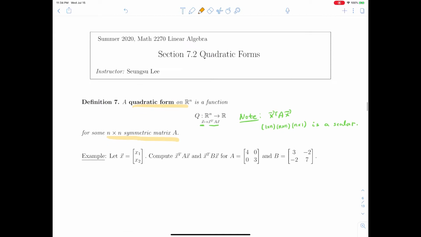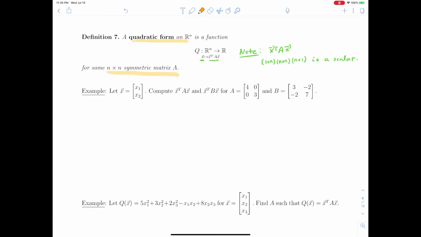So let's look at the example below. There should be a reason why we call that a quadratic form. So let's see that from the following example. Suppose that x is given by x1 and x2, and we're going to compute x transpose Ax and x transpose Bx, for A diagonal and B a symmetric matrix. So first of all, x transpose Ax equals x1, x2, and you multiply this by 4, 0, 0, and 3, and then x1 and x2.